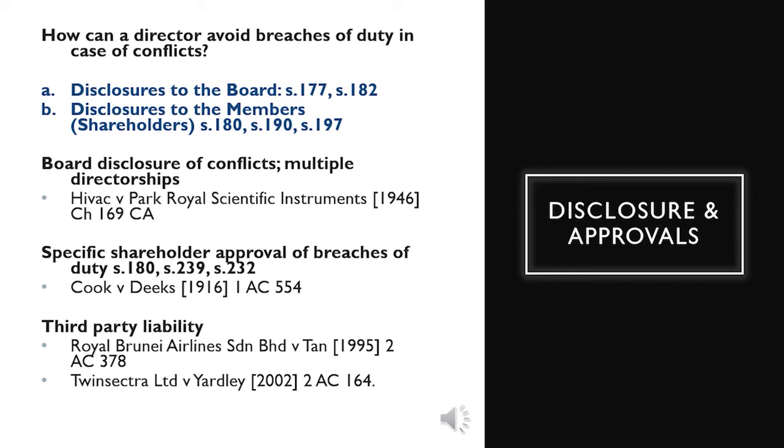So let's look at section 177. There is a duty to declare an interest in proposed transactions or arrangements. If a director of a company is in any way directly interested in a proposed transaction with the company, then he must declare the nature and extent of that interest. And this declaration can be made at a meeting or by written notice.